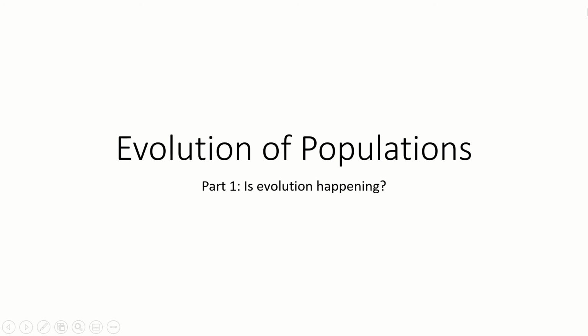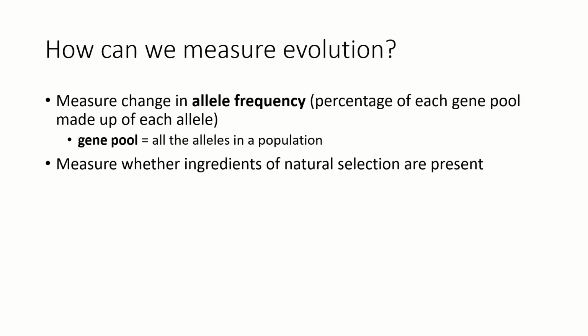Hey, it's Professor Gould, and in this set of lectures, we're going to talk about evolution at the population level and how we measure that. So first up, how do we know whether evolution is happening? We look for a change in allele frequency. And yes, we did do this when we were talking about genetic drift in the last lecture. We're going to do it in more detail in these lectures.